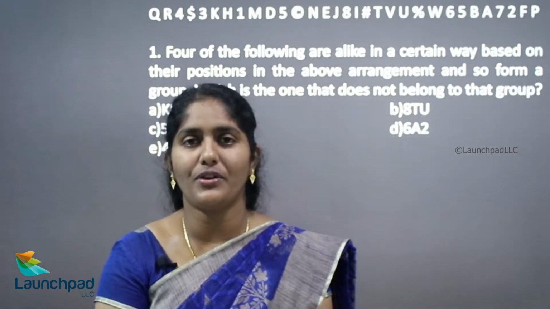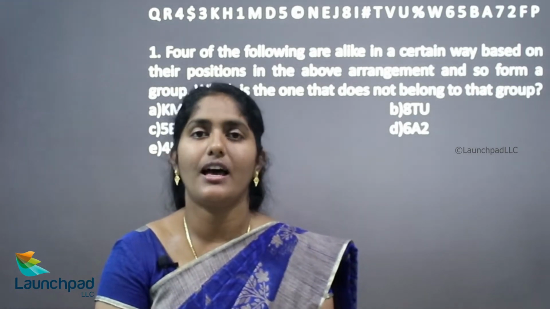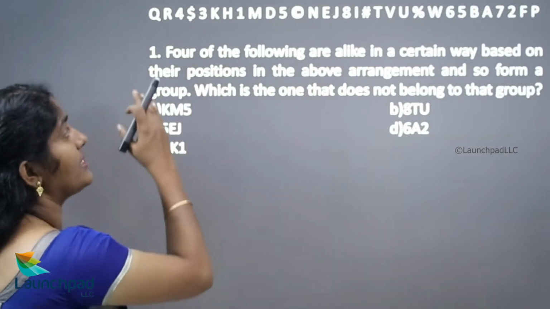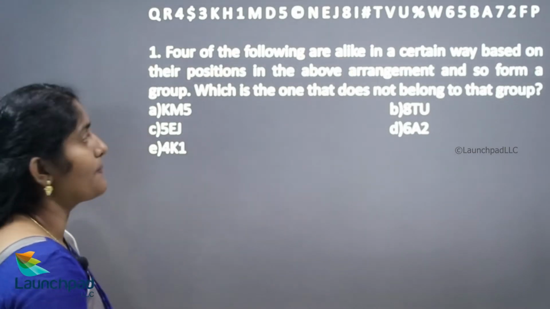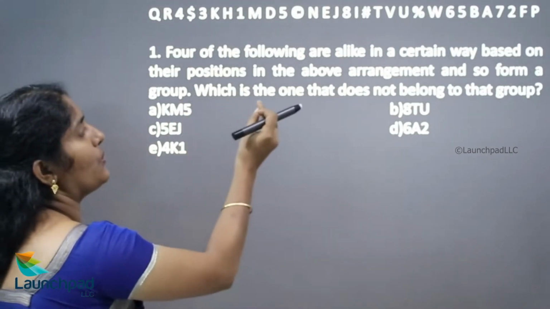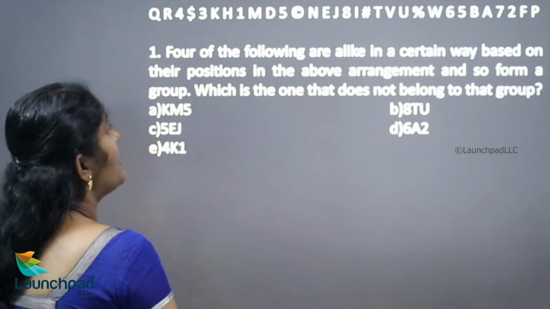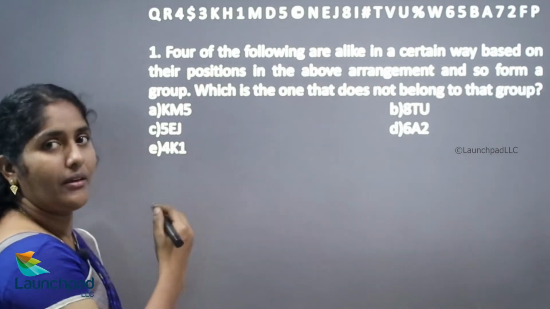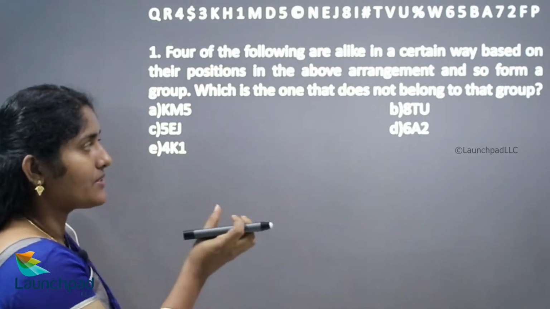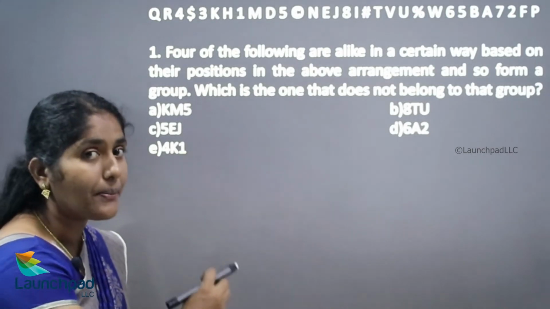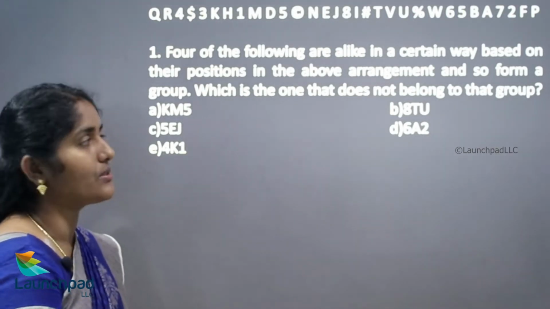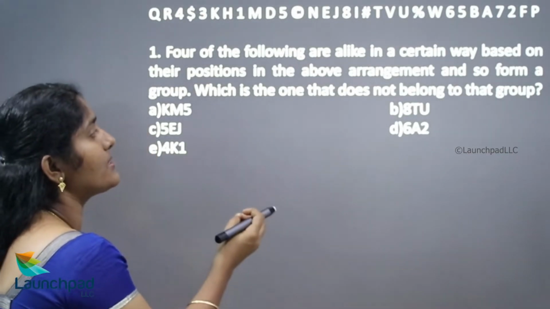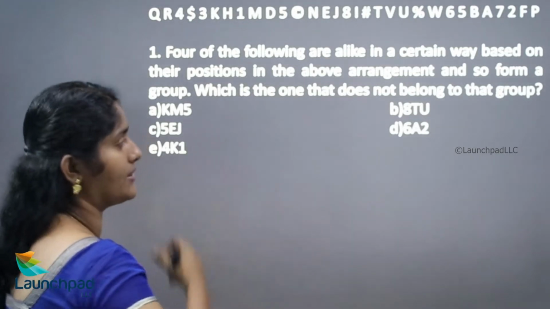Everyone, in this video we are going to see another type of alphanumeric series. We'll go to the question. They give a set of series, and four of the following are alike in a certain way based on their position. Based on their position, they give some values in the above arrangement, and they form a group; find the one that does not belong to that group.